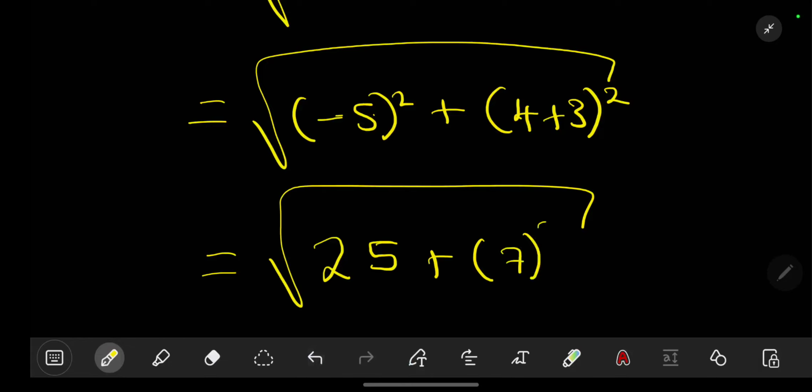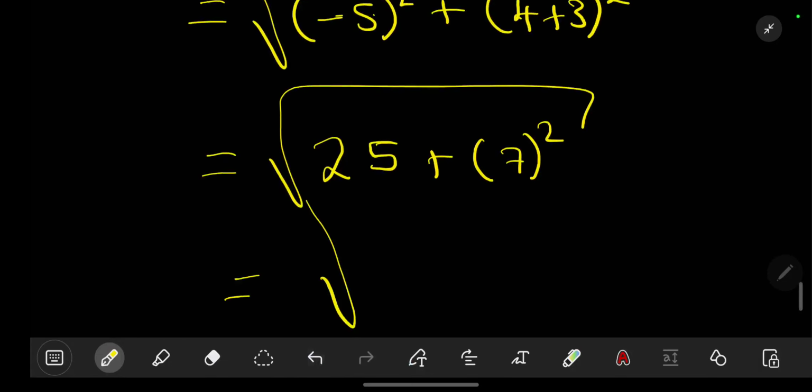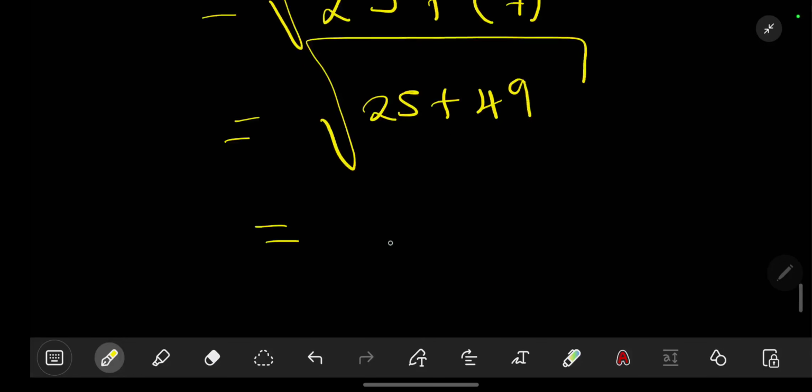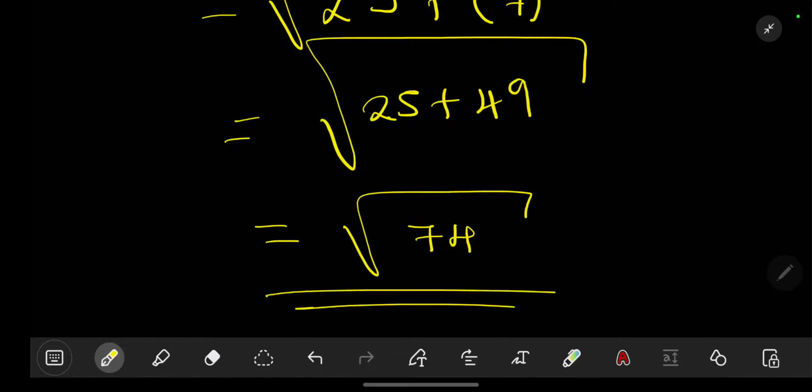So we have 7. We square it. This is going to give us the square root of 25 plus 7 squared, which is 49. So 49 plus 25 will give us the square root of 25 plus 49, which will be equal to the square root of 74. So this is how we find the length.